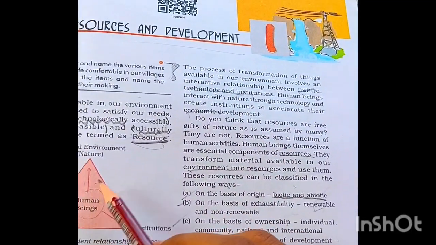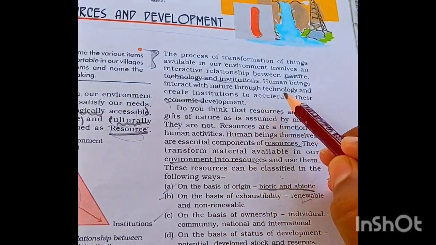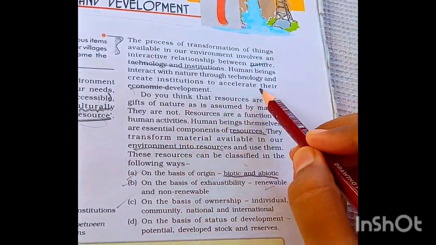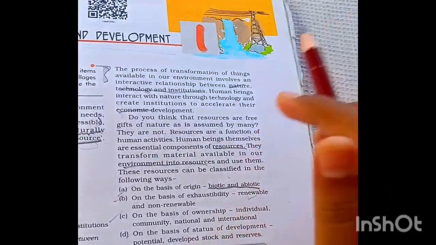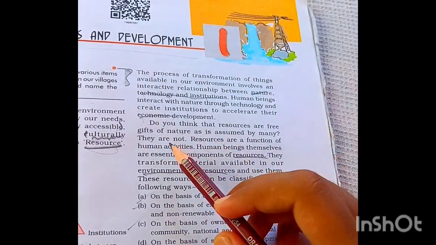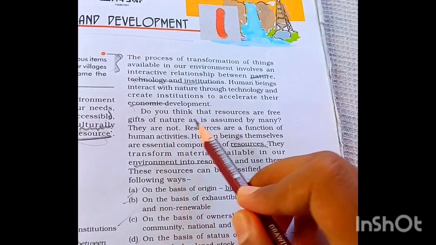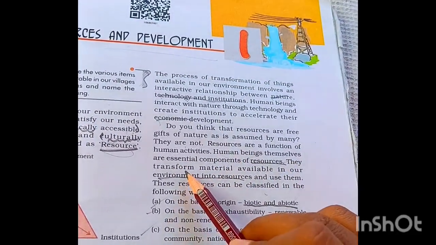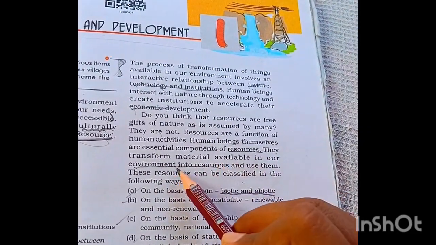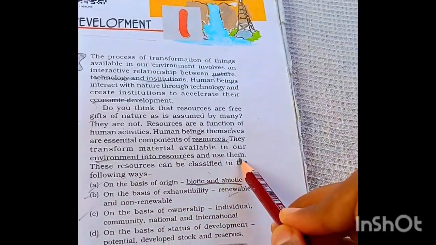As we saw in this picture, human beings interact with nature through technology, and create institutions to accelerate their economic development. Do you think that resources are free gifts of nature, as is assumed by many? No, they are not. Resources are a function of human activities. Human beings themselves are essential components of resources. They transform the material available in our environment into resources and use them.